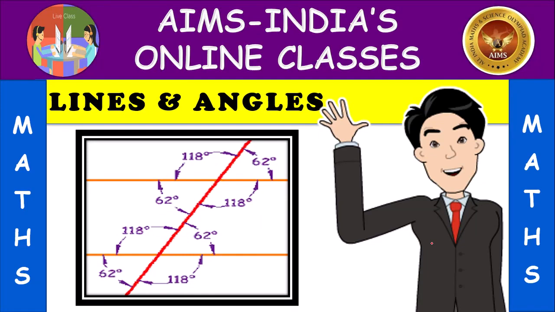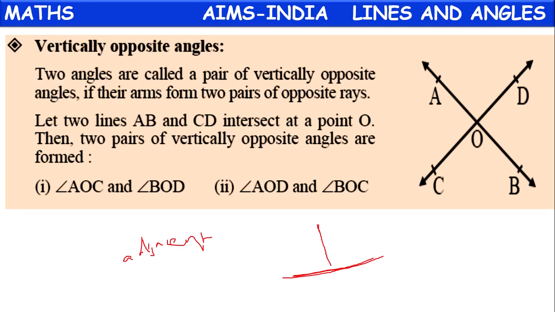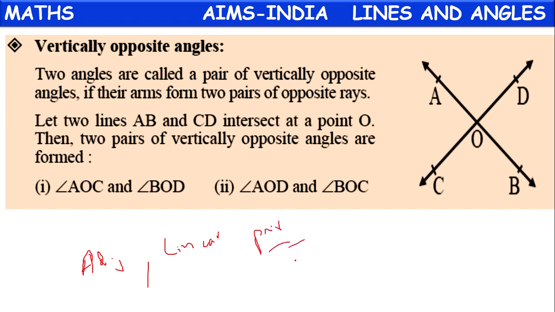In today's class, from the mathematics subject, we are going to discuss the topic of lines and angles. In our previous class, we learnt about adjacent angles and linear pair of adjacent angles. In continuation to that, in today's class we are going to study vertically opposite angles.